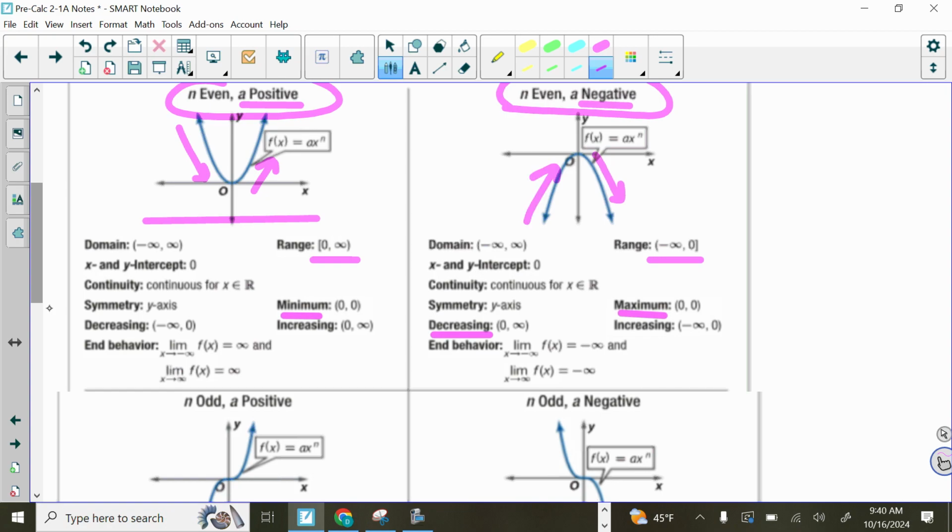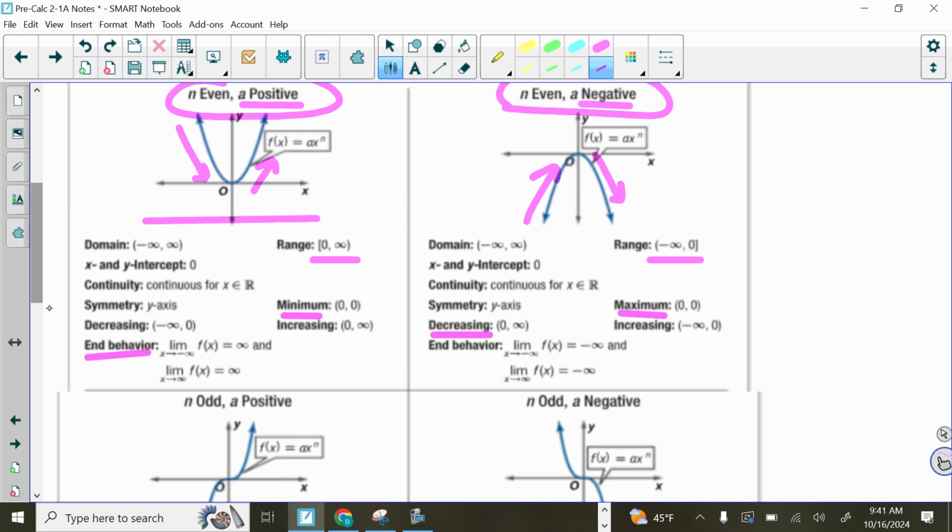And then your end behavior, your limits: as x approaches negative infinity, f of x is at infinity. And really the same thing when x approaches infinity, we're also at infinity because we're going positive on the y-axis. And in the other case, both of them are going to be negative infinity because we're going down on the y-axis, getting further and further down for the y's.